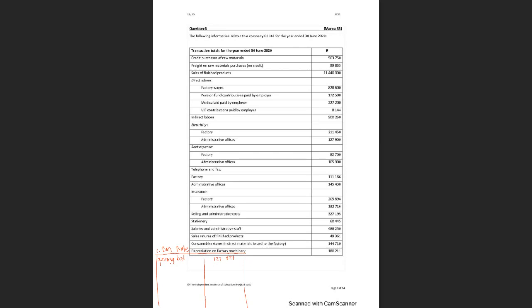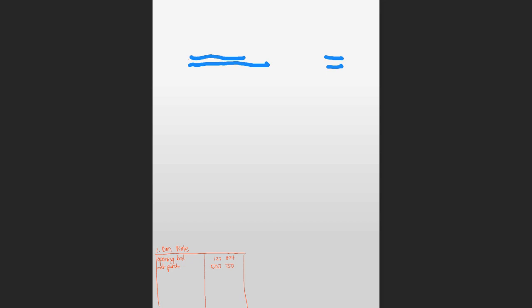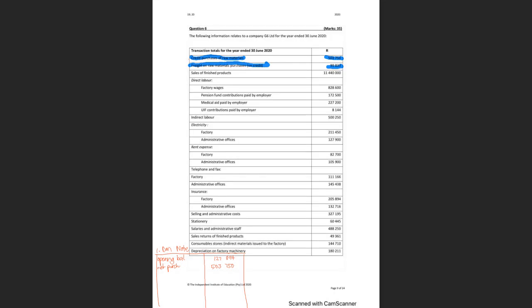Then you have any purchases. Remember, it would be net purchases. So here it's going to be any credit and cash, but they only mentioned credit purchases of your raw materials, and that's 503,750. So you'll say net purchases 503,750. Then it is any freight, railage, carriage, and so on. So there's freight on your raw materials, 99,833. So you're just going to simply say freight.